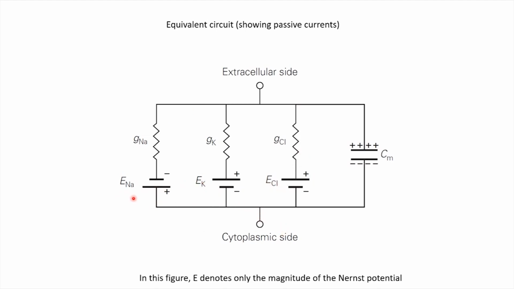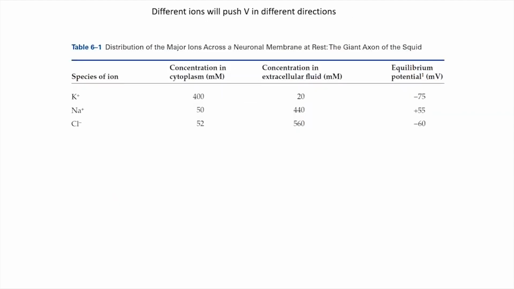But if we consider ENA, EK and ECL values with their corresponding sign, then in that case ideally we should be showing all of these values in the same direction. So in all of those cases we should show the positive terminal inside and negative terminal outside, with the understanding that the value of E includes a sign. But in this figure we have taken the sign out and only left the magnitude to be denoted by these E values. So now we have all the important elements for understanding the membrane potential.